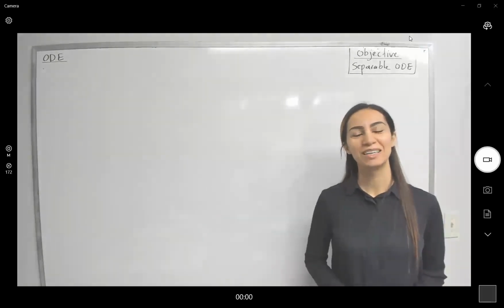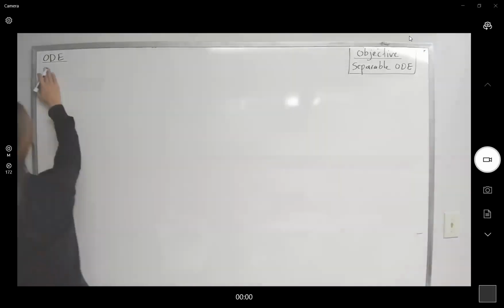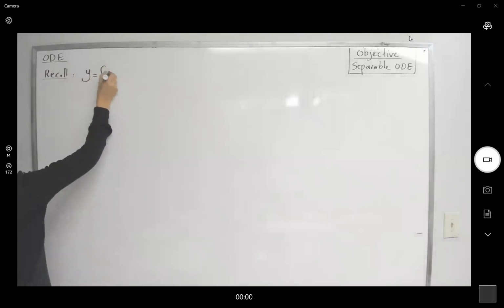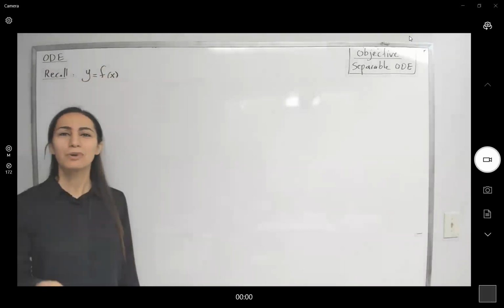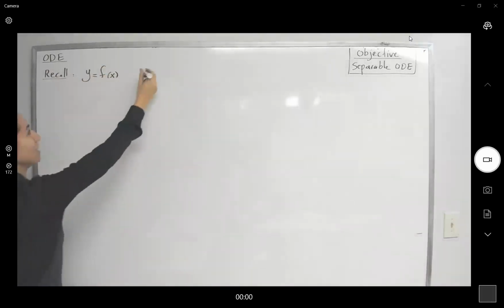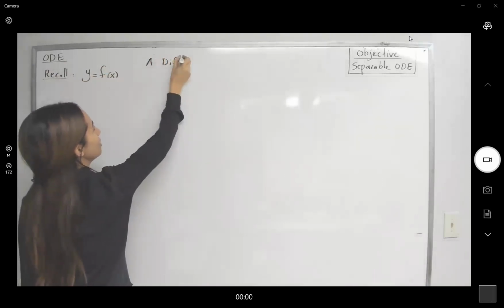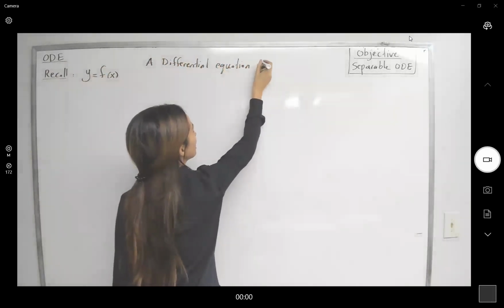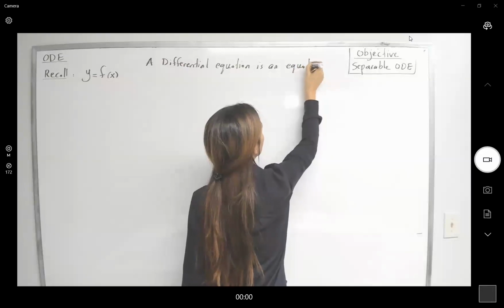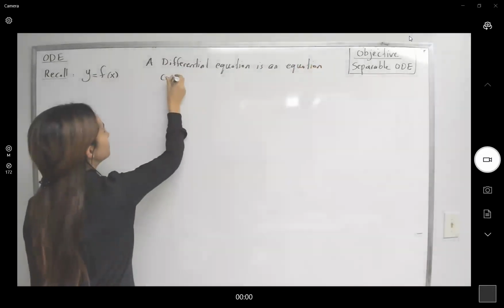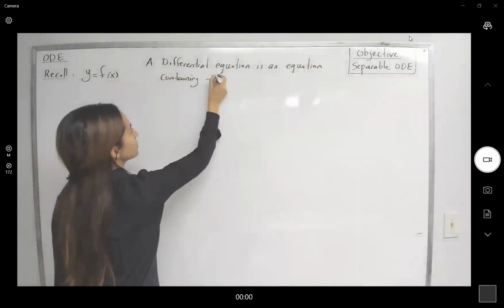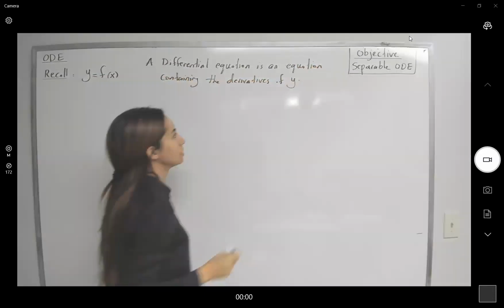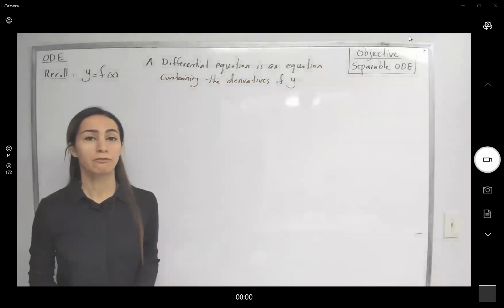So what we learned so far? In differential equations, we learned that if y is equal to f of x, a differential equation is an equation including the derivatives of y. A differential equation is an equation containing the derivatives of y. Then for that differential equation, we can define the order.